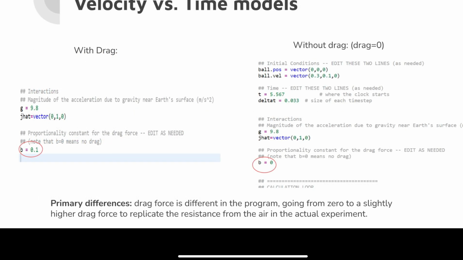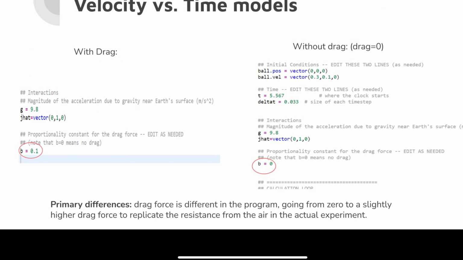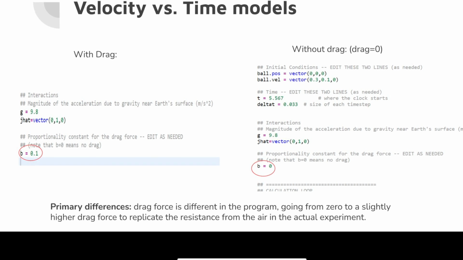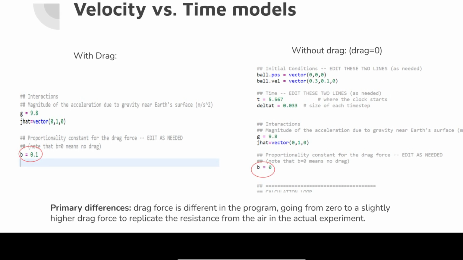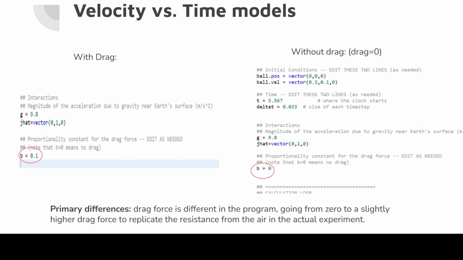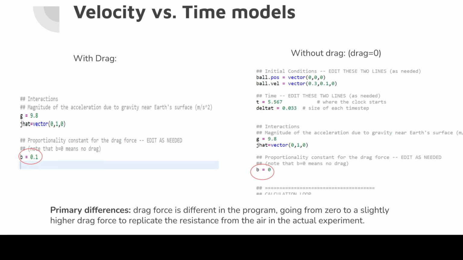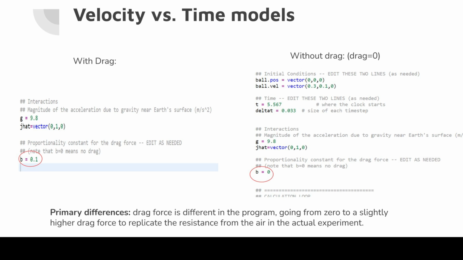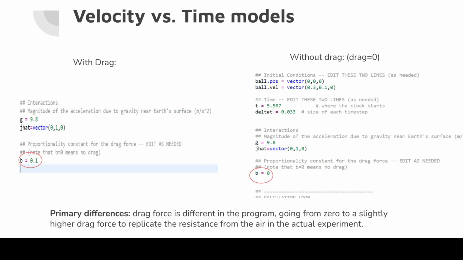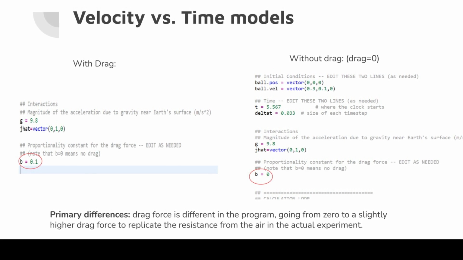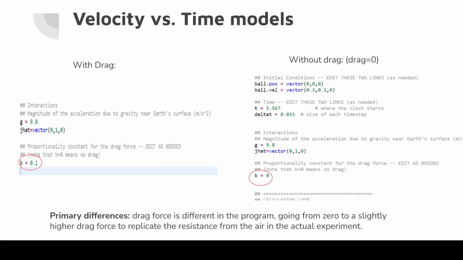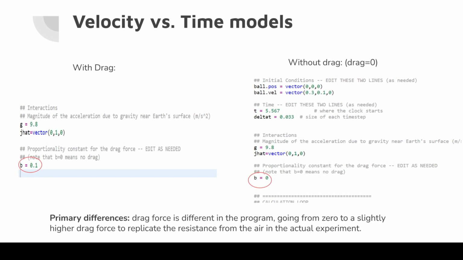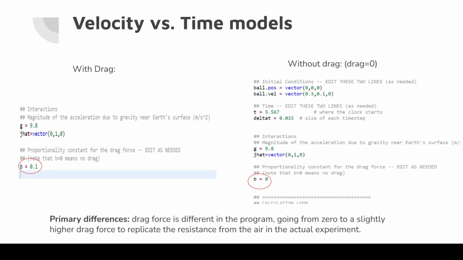And then for velocity versus time models, we have one model with drag and one without drag. Without drag, we're just going to make B equal 0. That's going to be the drag force. And then with drag, it was actually 0.002, but this is just an example of changing the drag force. So I kind of messed with that for a while to see when it was closest to our actual data to find a good drag force. And the primary difference is just changing the drag force to be a little bit higher to indicate that there was some resistance in the air against the ball.